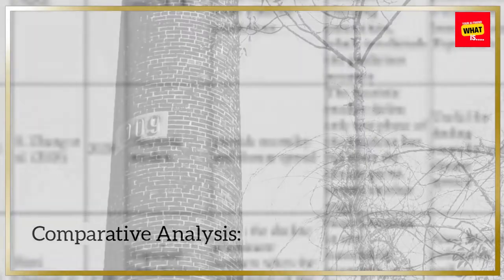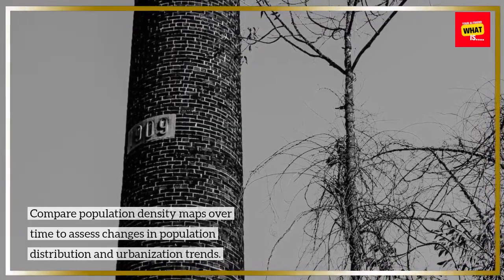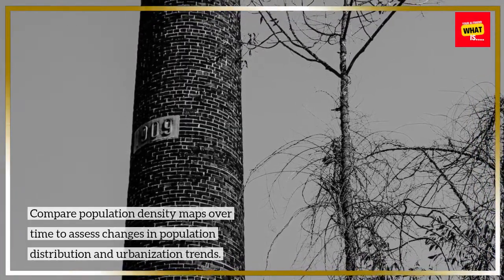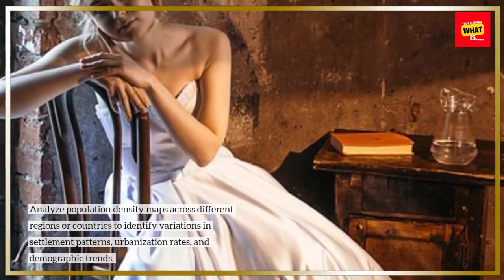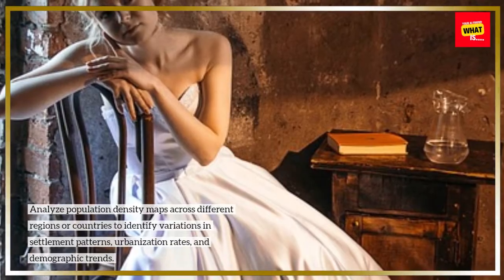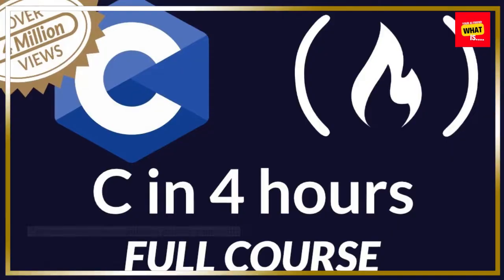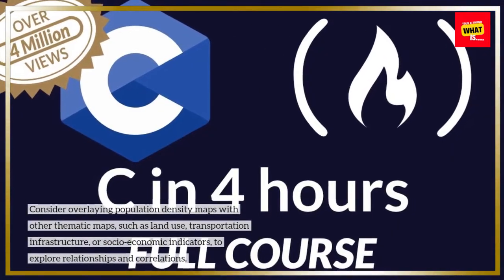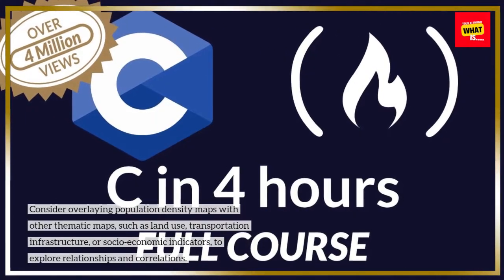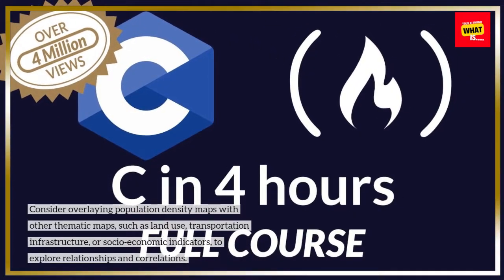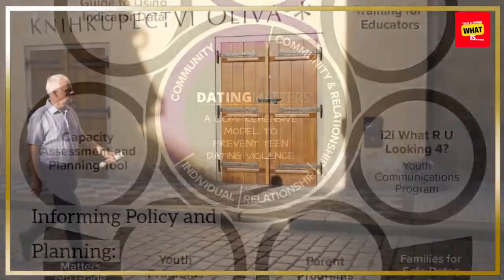Comparative analysis. Compare population density maps over time to assess changes in population distribution and urbanization trends. Analyze population density maps across different regions or countries to identify variations in settlement patterns, urbanization rates, and demographic trends. Consider overlaying population density maps with other thematic maps, such as land use, transportation infrastructure, or socioeconomic indicators, to explore relationships and correlations.